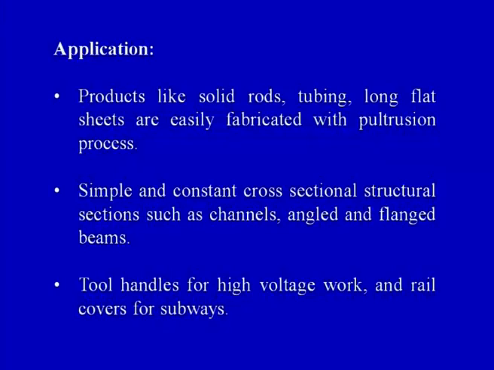The application, the pultrusion process is used for making solid rods, tubings, long flat sheets can be easily fabricated. Simple and constant cross sectional structural sections such as channels, angled and flanged beams can also be made by the pultrusion process. Tool handles for high voltage work and rail covers for subways can also be made by the pultrusion process. So, pultrusion has got a wide variety of application where the constant cross section has to be made. Those type of cross sections can easily be made by the pultrusion process. Rods, flanges can be made, different cross sectional shapes can be made on the continuous basis by the pultrusion process.